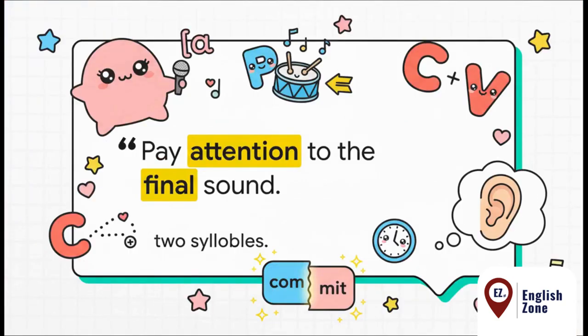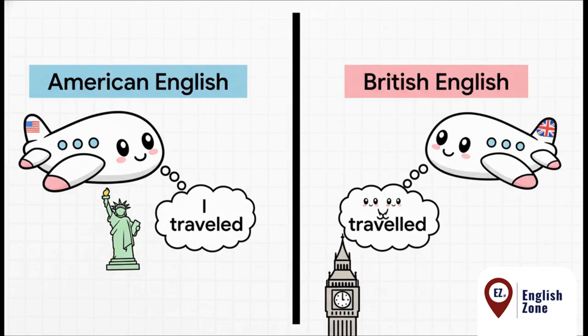So this CVC rule gets a little more interesting when we look at verbs with two syllables. It's not just about the letters you see, it's also about the sound. You only double that final consonant if the final syllable of the verb is the one that's stressed, the one you emphasize when you say it out loud. And this is where it gets really fascinating, actually.